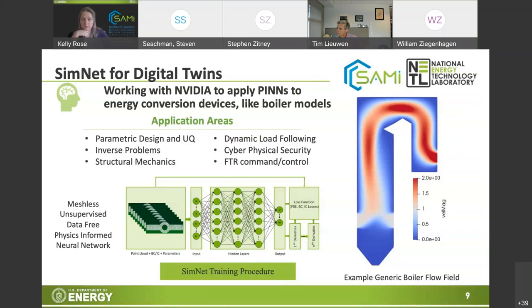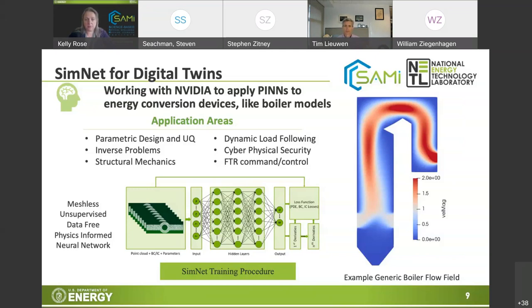Another example, just real briefly here: we've got computational scientists at NETL who are working with some of the industry leaders in the tech industry, like NVIDIA. We actually have several other relationships with major outside Silicon Valley groups, but they're working to apply physics-informed neural networks, again just another artificial intelligence modeling tool, to innovate and develop energy conversion devices for boiler optimization for a wide array of application areas that you see here, to understand structural mechanics of those boilers, cyber and physical security related activities, and command and control related challenges.